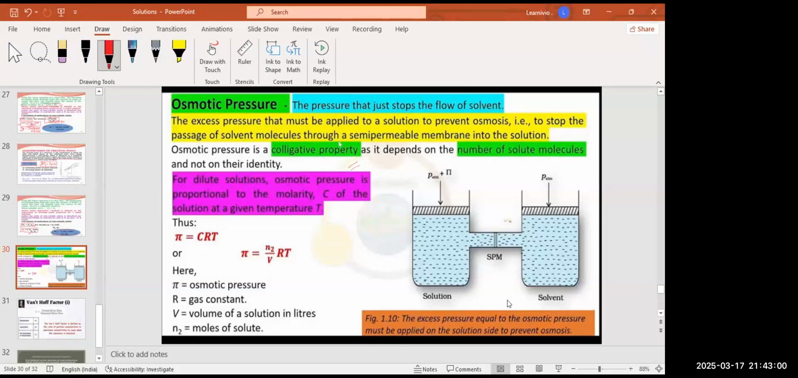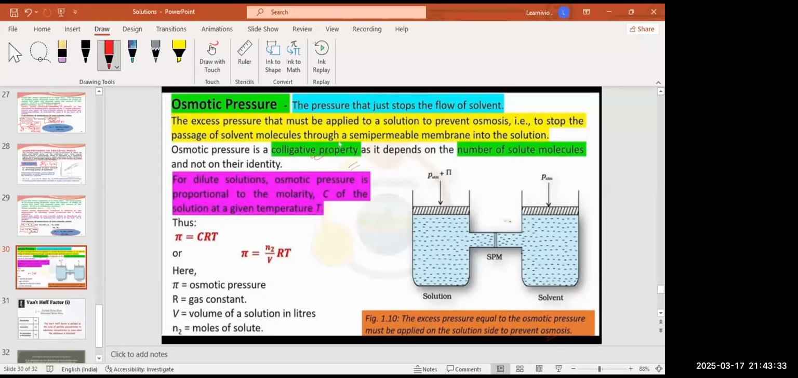As you can see in the figure, excess pressure, which is equal to the osmotic pressure, must be applied on the solution side to prevent osmosis, right? So osmotic pressure is also a colligative property. Why? Because it depends on the number of solute molecules, and not on their identity, not on the nature of the solute. That's why it is known as a colligative property.